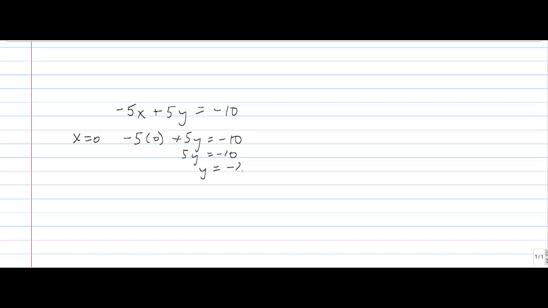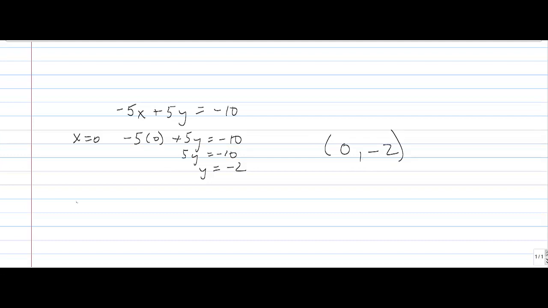Okay, so we had negative 5x plus 5y equals negative 10. The first thing I do is let x equal 0. When x is equal to 0, I have negative 5 times 0 plus 5 times y equals negative 10, or 5y equals negative 10. Finally, y is equal to negative 2 after I divide both sides by 5. So this corresponds to the point 0, comma, negative 2.